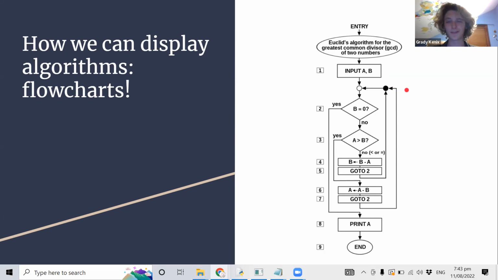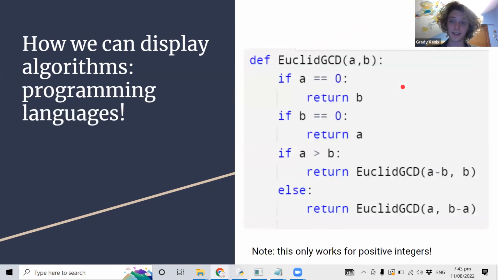There's a much better way to display an algorithm. It's a little harder to read, but it's a much better way to display an algorithm. In this case, I'm using Python. I'm not using JavaScript, but a much better way is to display it with what's called a programming language.